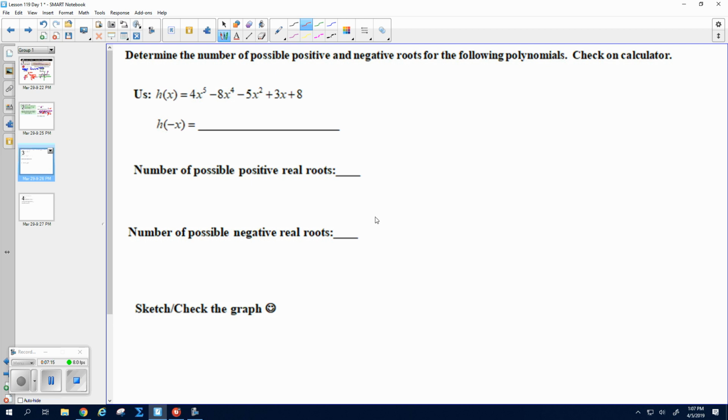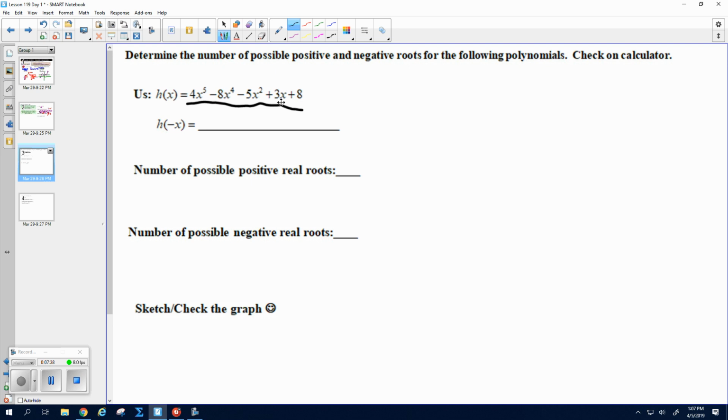Determine the number of possible positive and negative roots for the following polynomials. Check on the calculator. On your homework, you want to check on the calculator, but I want you to see what this looks like. So on this first one, for the positive real roots, I'm going to look at the original and see how many sign changes there are. So how many sign changes do you guys get?